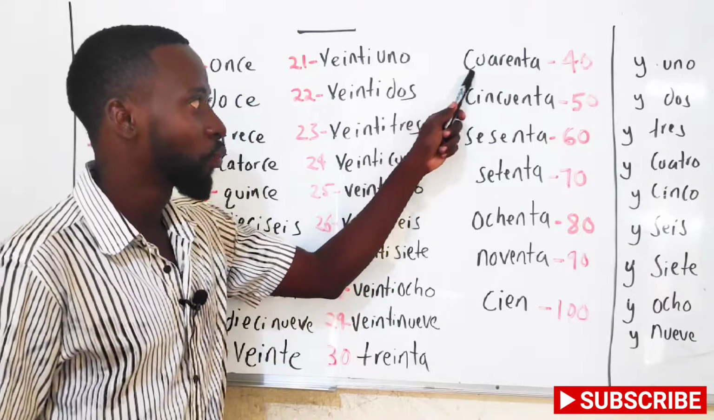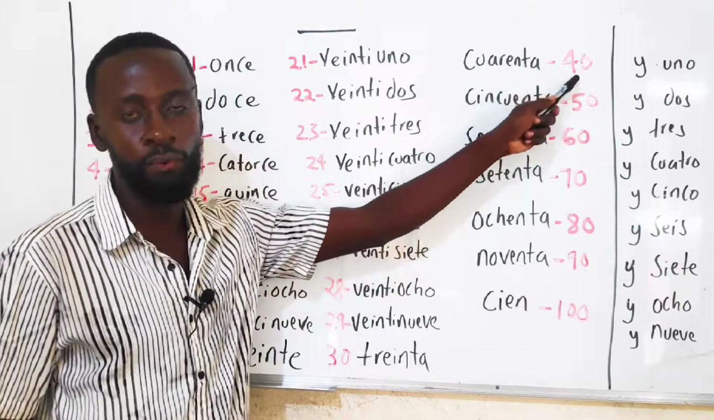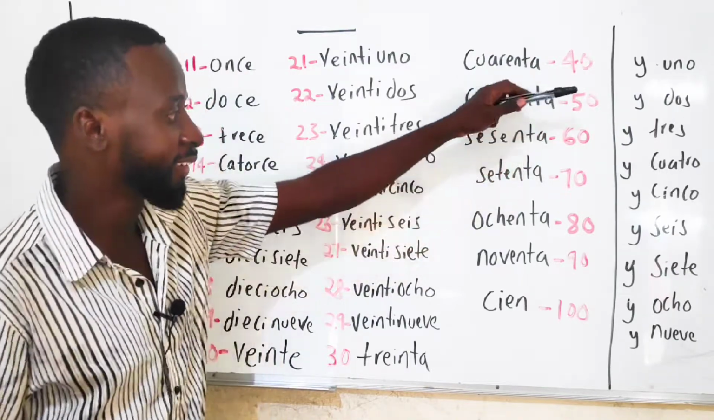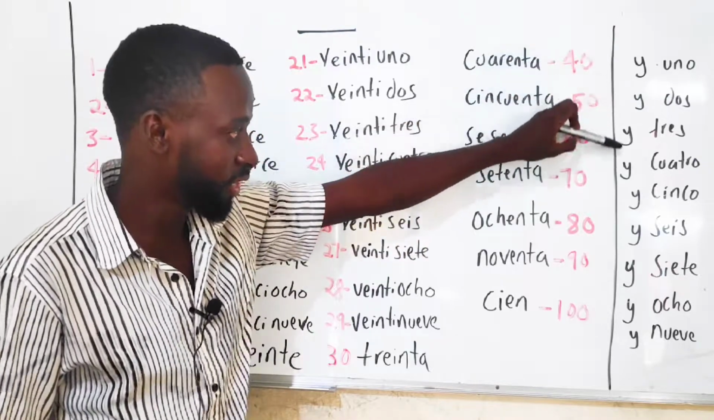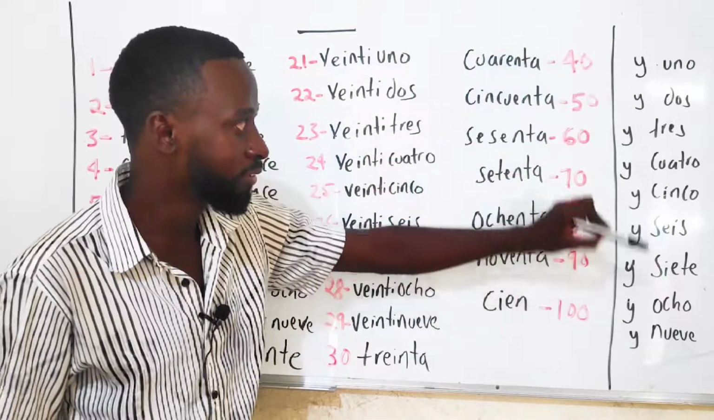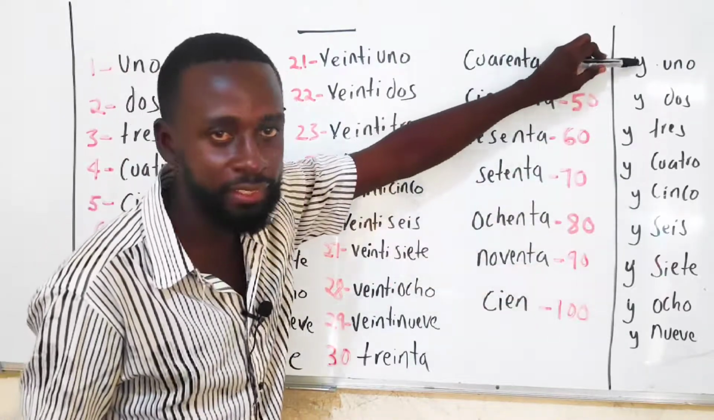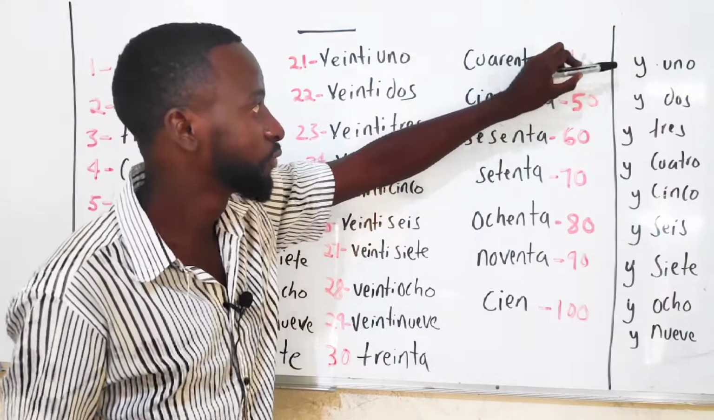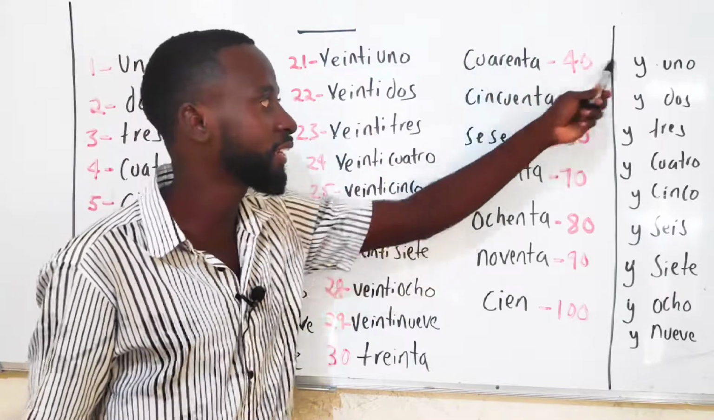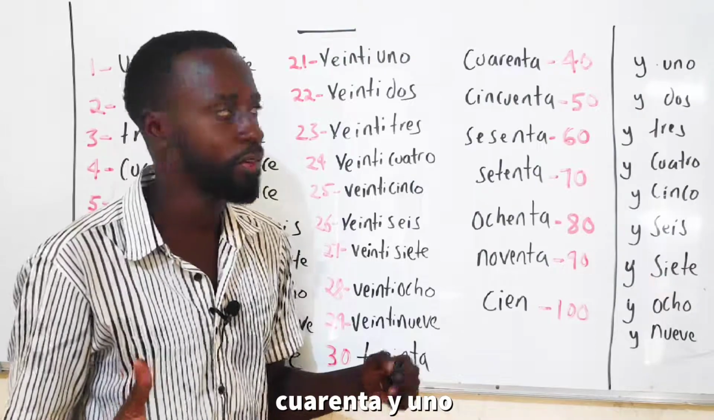Continuamos, eh? 40, now 40 is 40. As you can see here on this side, I also have the same numbers, el número uno to 9, with this Y here, which means AND. So if you want to form 41, we'll just add 40 y 1, that's 41.